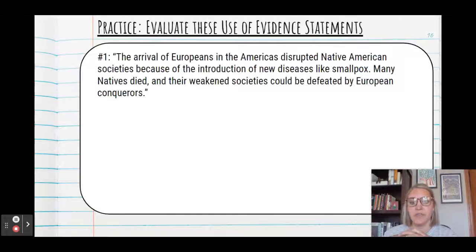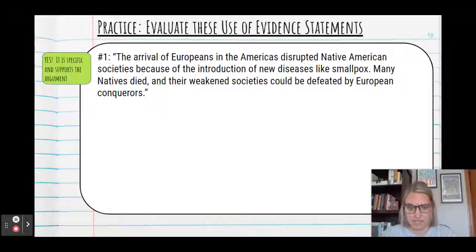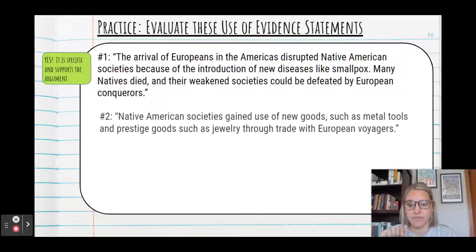Here's your first one. The arrival of Europeans in the Americas disrupted Native American societies because of the introduction of new diseases like smallpox. Many natives died, and their weakened societies could be defeated by European conquerors. What do you think? Specific? Supporting the argument? Yes, it is specific. We've got smallpox. We've got the effect explained. Both. This is a very good use of evidence.